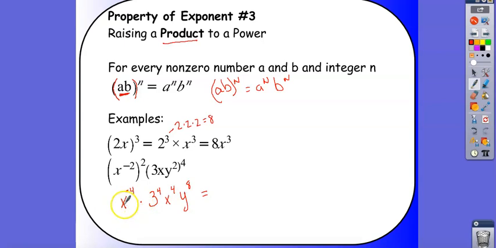But look, when I go and I multiply, I'm going to use that first property. I'm going to add. Well, here's my x, same base. Anybody else the same base? Yep. What's negative 4 plus 4? I get x to the 0 power. 3 to the 4th, y to the 8th. And what is anything to the 0 power? 1. So that's 1 times 3 to the 4th, y to the 8th. Which is equal to 3 to the 4th, y to the 8th.